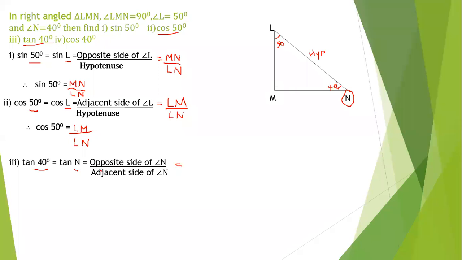We have angle N here, right? Then which side is opposite to it? Side LM. So here we will write LM upon adjacent side, side MN. So here it will come MN. Therefore, tan 40 degree is equal to LM upon MN.